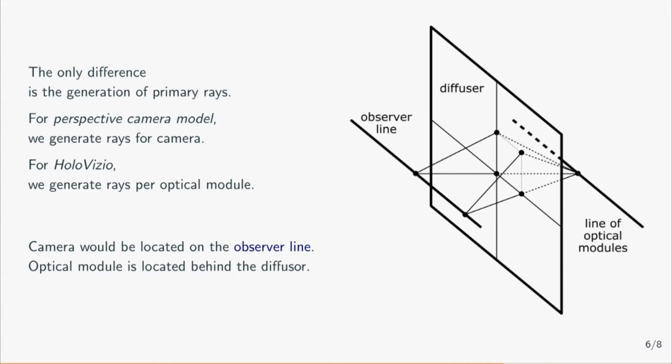The positions of the optical modules are also represented as a line. The line of optical modules is placed behind the diffuser. With this parameterization, it is very easy to see the difference between the HoloVizio case and the conventional 2D case. In the 2D case, we would generate an image for the camera that is placed on the observer line. But in the HoloVizio case, we need to generate the images for each optical module separately, and the optical modules are placed behind the diffuser.